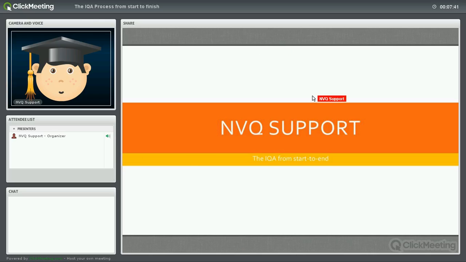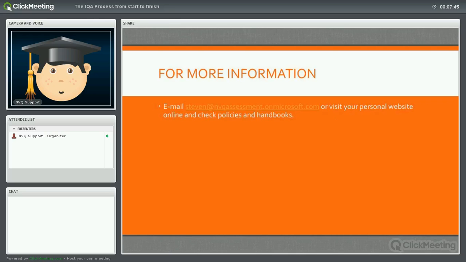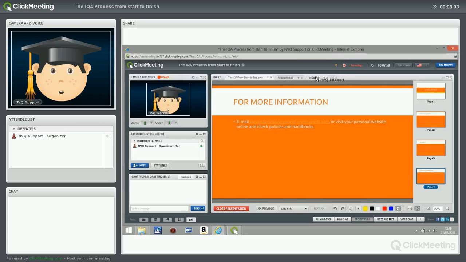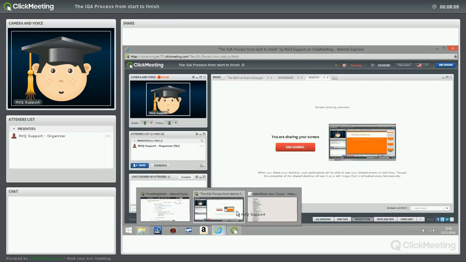If there's anything else you need to know around the QA process, by all means email me at stephen@microsoft.com or visit me on your personal websites, or you can check out the policy procedures and handbooks. Just before we do go on that one, I should have done it just before I disappear.